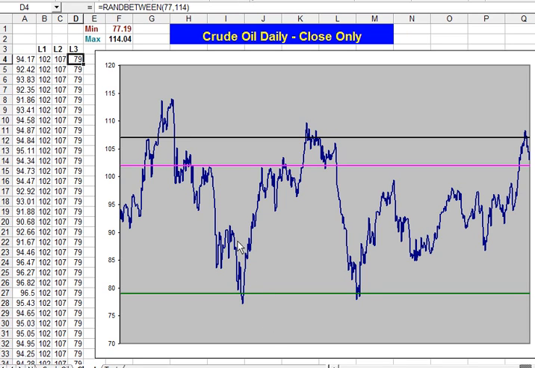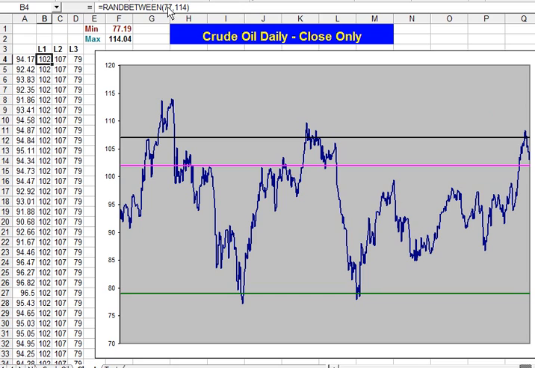The line chart, close only, is of crude oil. I imported crude oil from the beginning of 2011, and I'm displaying the first year and a half here. And I got some support resistance levels that I used Excel to calculate. And as you can see, I'm doing a pretty decent job catching the bottom and catching the tops here. And how did I do that? I want to share that with you.